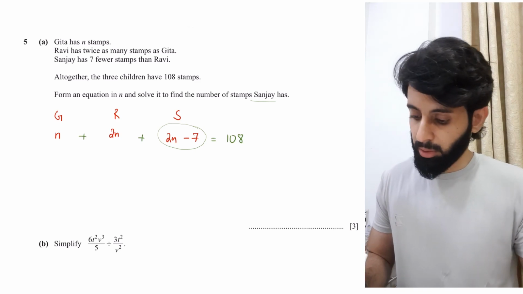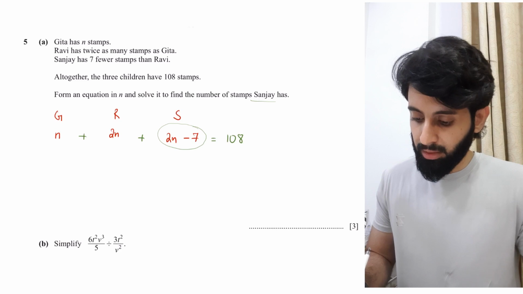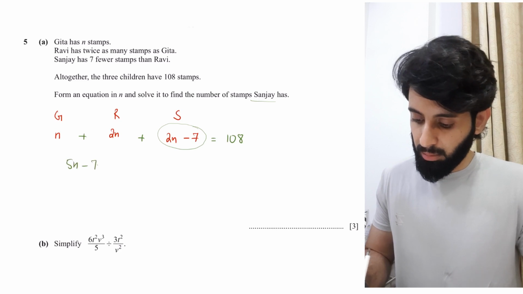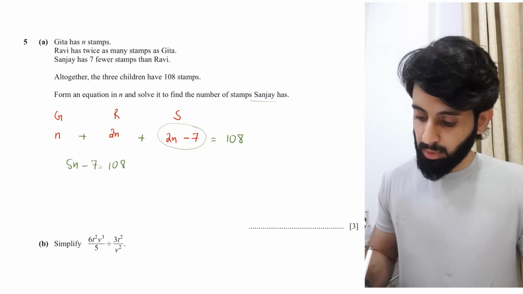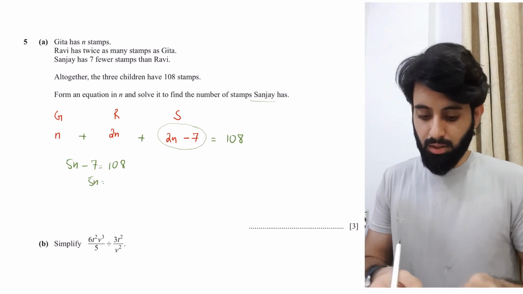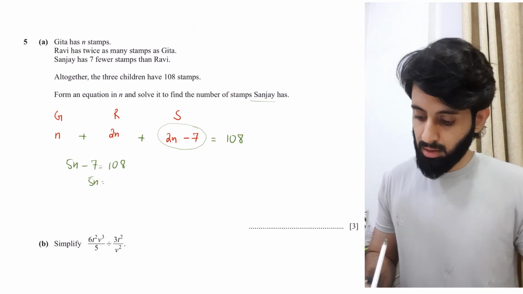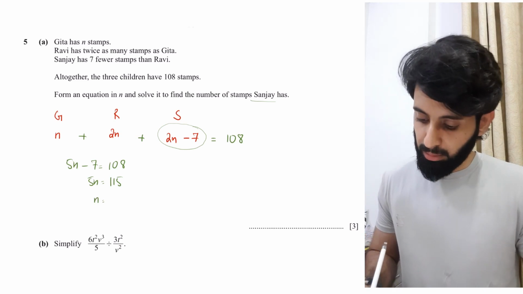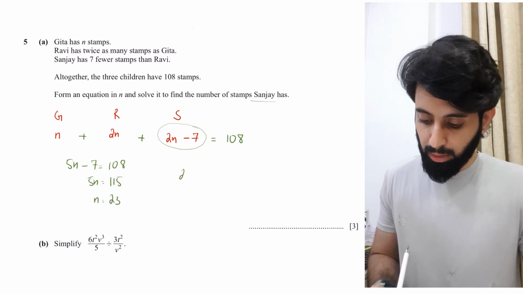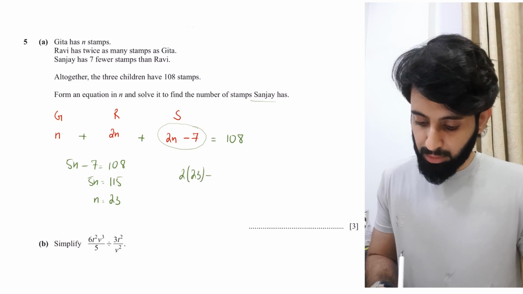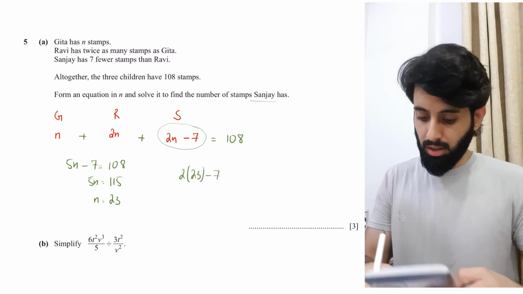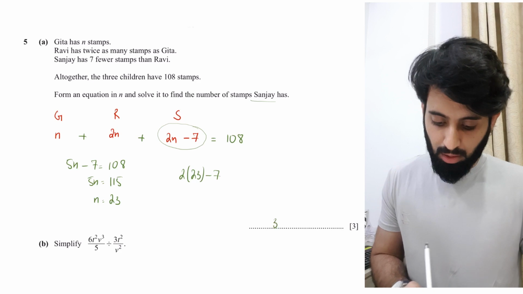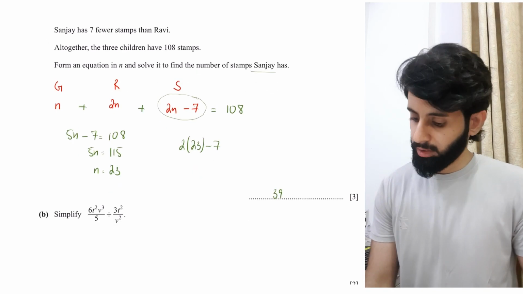Okay, so here's what I'm going to do. n plus 2n plus 2n, so that's going to be 5n minus 7 is equal to 108. So 5n is equal to 108 plus 7, which is 115. n is equal to 115 divided by 5, which is 23. Again, do not get carried away. Work out the number of stamps that Sanjay has. So that's 2 times 23 minus 7, which is equal to 39. There you go. Easy does it.